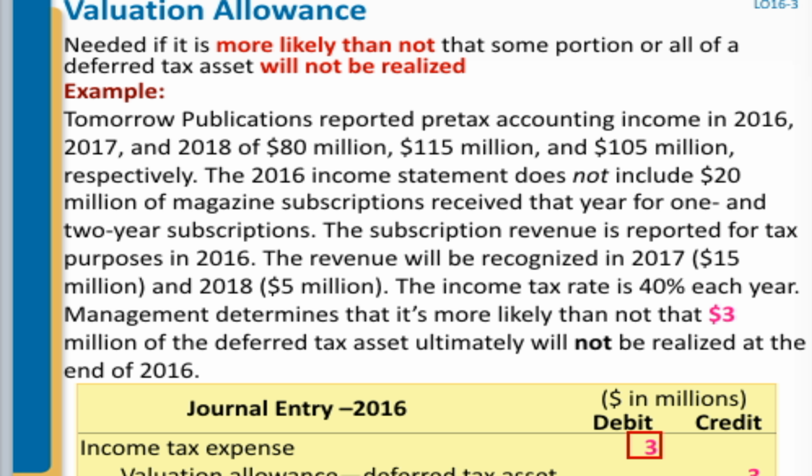Management determines that it's more likely than not that 3 million of the deferred tax asset ultimately will not be realized at the end of 2016. So this is basically just like any other assets you might have. Once you have information that suggests that what you have on your books is incorrect, then you would go in and change that. So this would just essentially be a credit to valuation allowance, and then here just labeled deferred tax, but that wouldn't necessarily be there. And then you would show an additional $3 million in income tax expense.